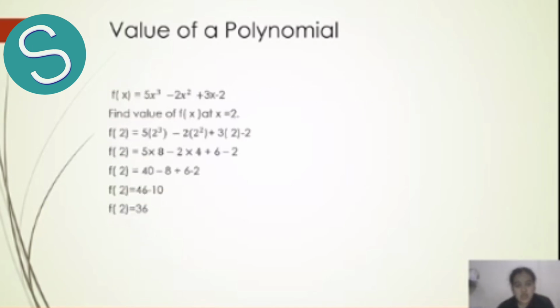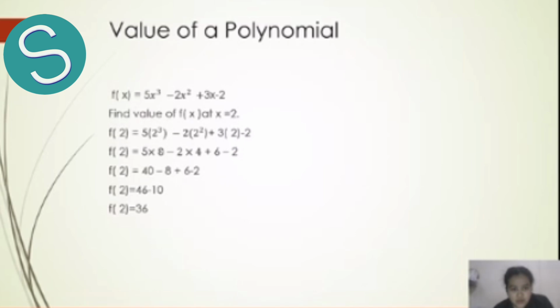Next question is we have to find the value of a polynomial. Here f(x) equals 5x cube minus 2x square plus 3x minus 2, and we have to find the value of this polynomial at x equals 2. So what we will do is substitute 2 in place of x in this f(x). So f of 2 will be 5 into 2 raised to power 3 minus 2 into 2 square plus 3 into 2 minus 2.